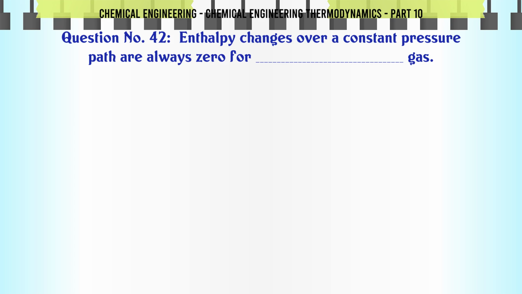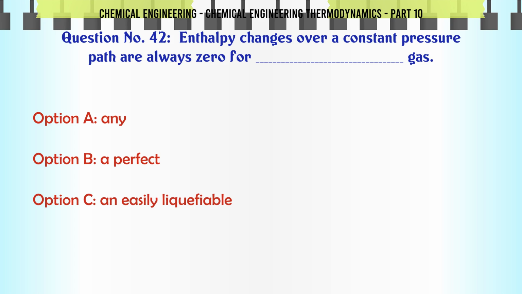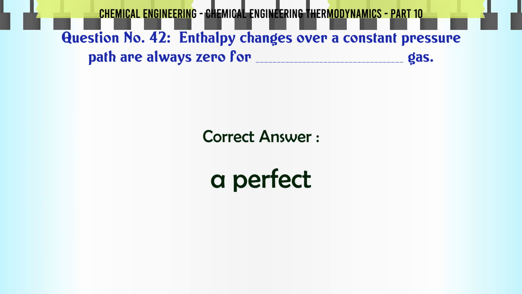Enthalpy changes over a constant pressure path are always zero for ___ gas. A. Any. B. A perfect. C. An easily liquefiable. D. A real. The correct answer is a perfect.